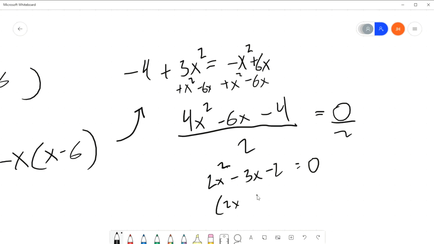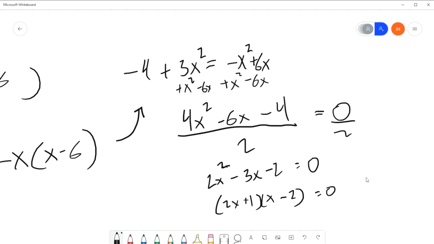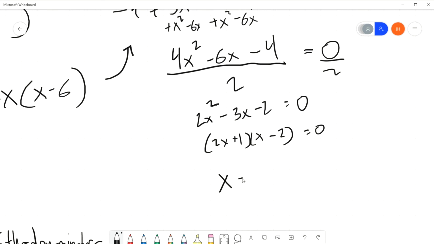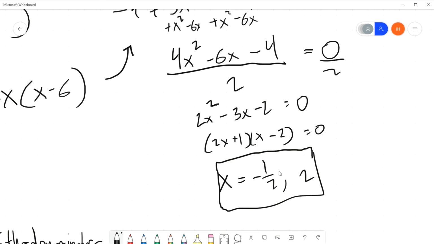So 2x, x, I need minus 2 to make minus 3. So I'm going to make this one be minus 2 and this one be plus 1. Because that multiplies to negative 2, and 2 times negative 2 is negative 4, plus 1 is negative 3. And so what are my solutions? x equals negative 1/2 and 2. That's how you solve rational equations.